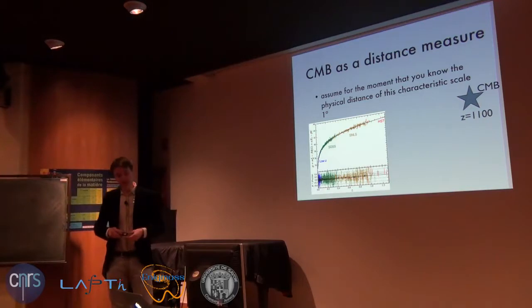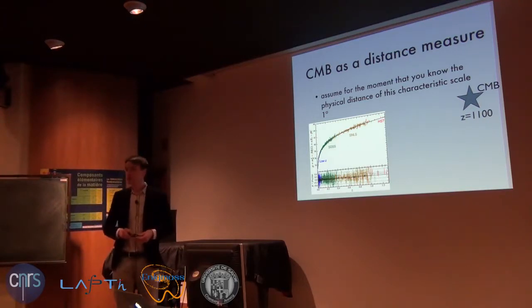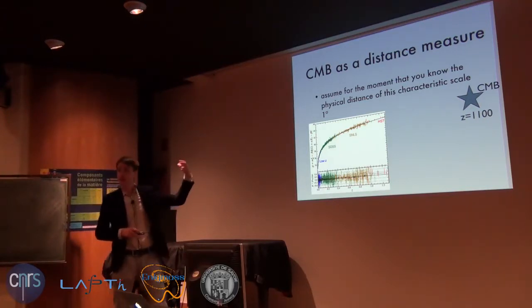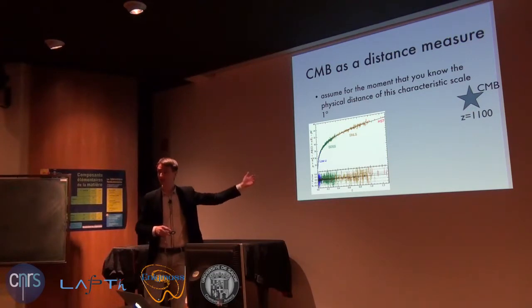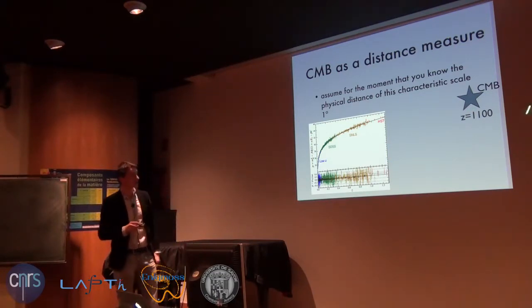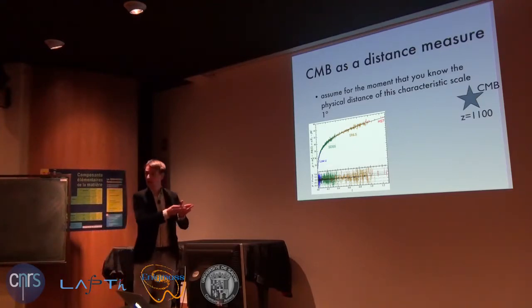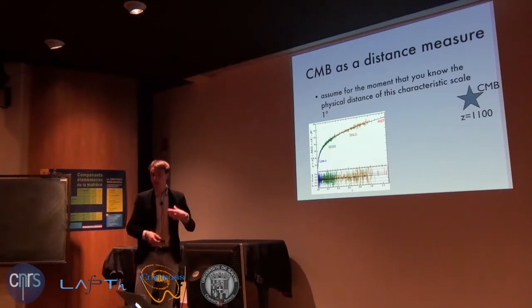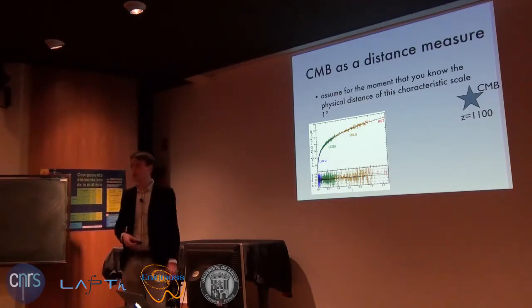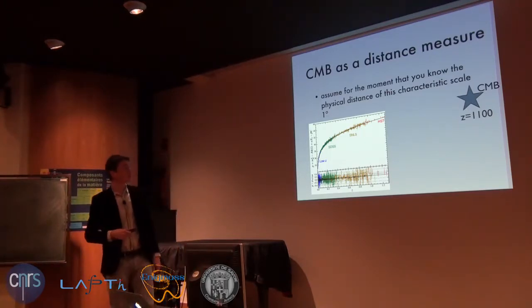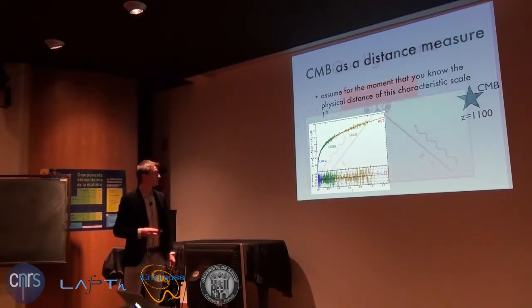One point I also briefly touched on is that the cosmic microwave background is a very remote light emitter at a very large redshift. So the photons that we observe from the CMB have stretched by a factor of roughly 1100. And we see a particular angular scale in the CMB, and I'll try to explain in this lecture where this angular scale comes from. And that means that the CMB serves as a distance measure.